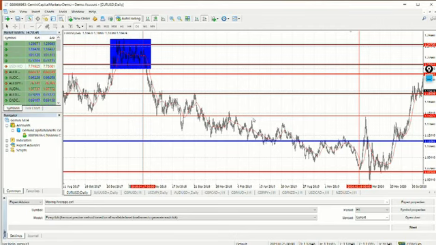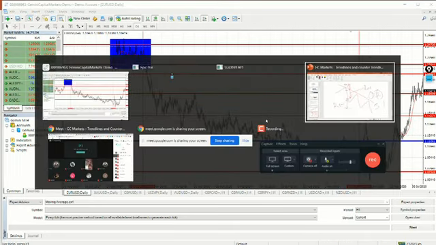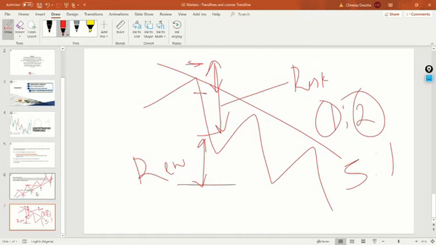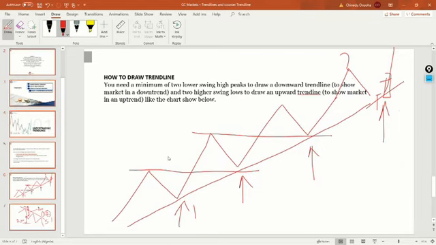Now, how do you draw a trend line? When you need to draw a trend line, you need 2 points. Remember, you're drawing a trend line so that you can estimate what will happen next when the price gets to that level. So in this case, let me go back to our drawing board so I can just remove all of this.